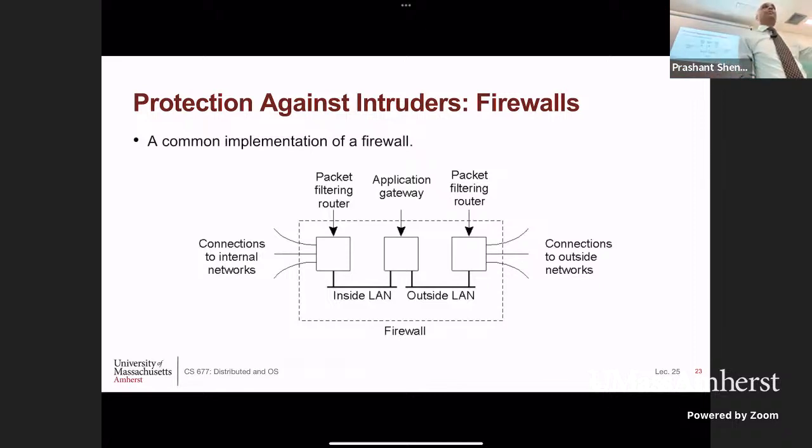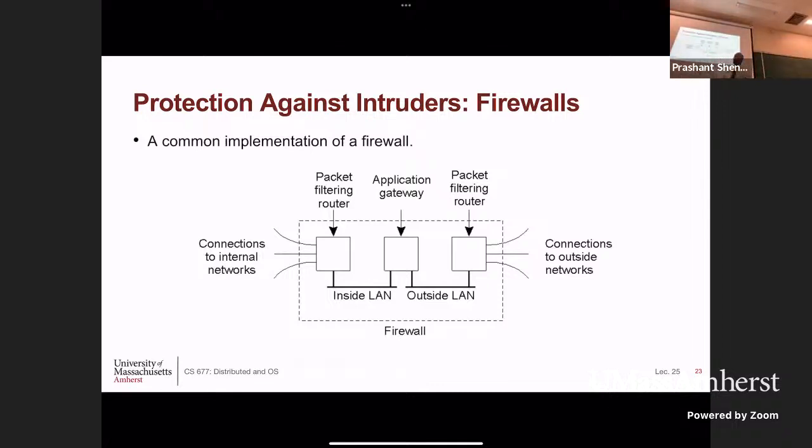So what happens is, whenever a packet comes in, every TCP/IP packet will have four pieces of information at least. It will have a source IP address, it will have a destination IP address, it will have a source port number, it will have a destination port number.